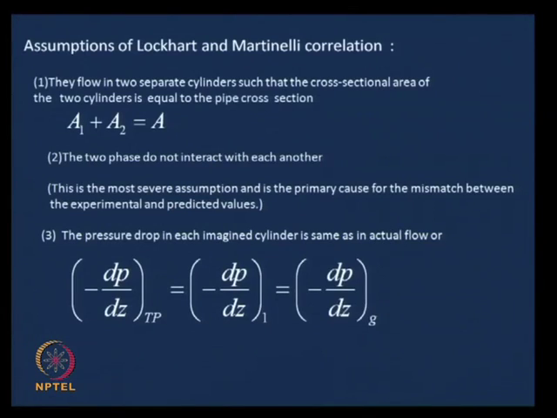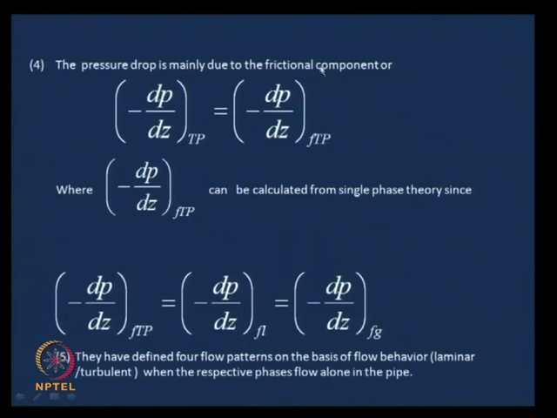So this was the second assumption. Since the two phases do not interact with one another, we can always say that the pressure drop in each imagined cylinder is the same as the pressure drop in the actual flow. In other words, the two phase pressure drop is equal to the pressure drop in the liquid cylinder, and it is equal to the pressure drop in the gas cylinder. The other thing is that the pressure drop mainly arises due to the frictional component.